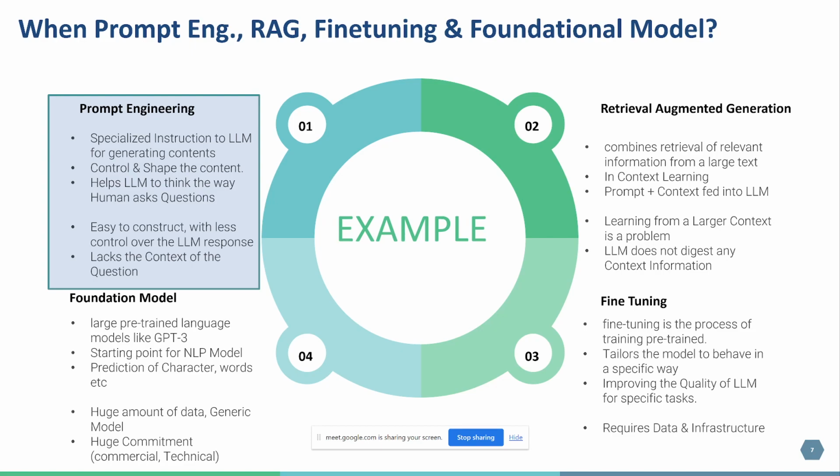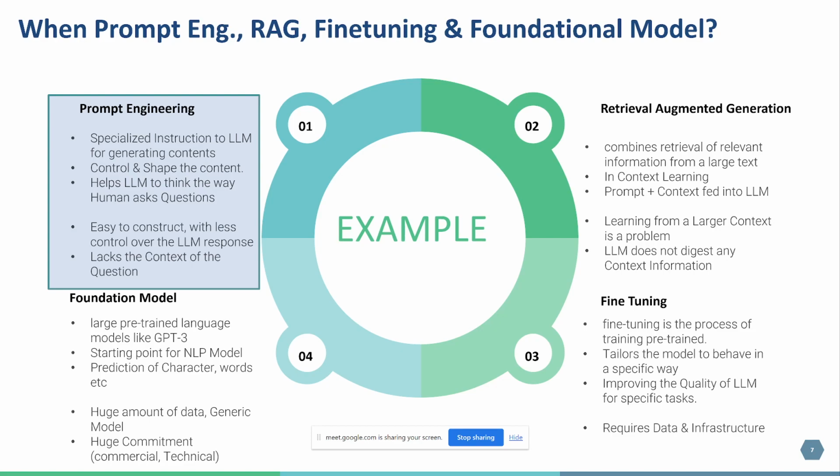The second sort of application we develop is retrieval augmented generation. What does that mean? It means that we basically add some external information alongside the prompt into the LLM to get some sort of answers. And then comes fine tuning, where we fine tune our model to better understand the context of the task and behave in a specific way.